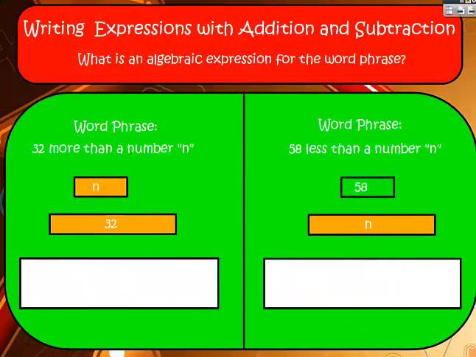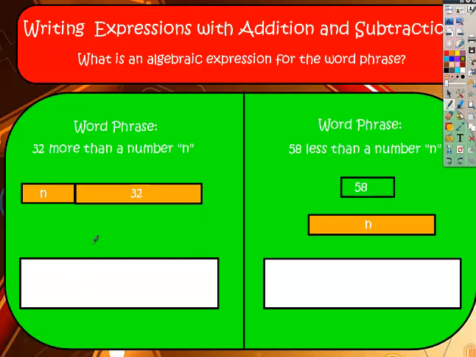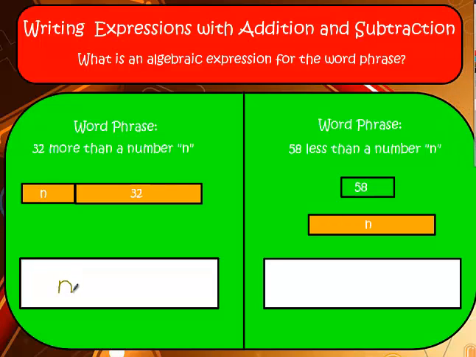So we can write expressions with addition and subtraction. When we look at writing expressions, one of the things we want to look at is what kind of operation might be being used. For example, this word phrase says 32 more than a number n. So I have some number n, I have no idea how much that is, just some amount. And I have 32 more than that. So now I have all of n and all of 32. In other words, I have n plus 32.